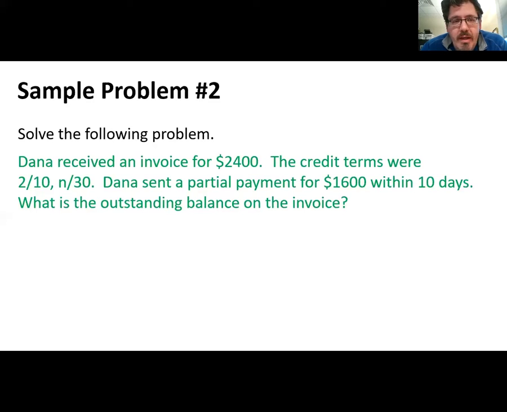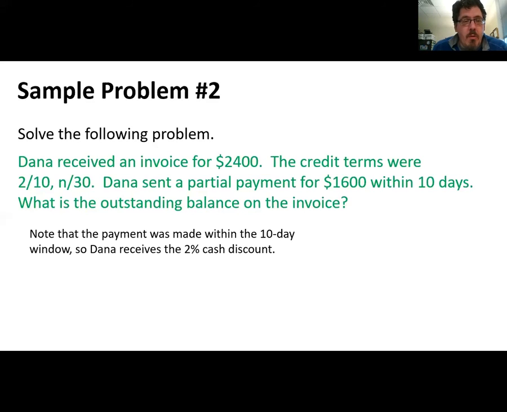All right, so this problem has a little bit of a twist to it in the sense that she's making a partial payment. She's not paying the total amount at this time. But what's going to happen is she's going to get a bit of a discount because she is paying it within 10 days. It's just that the discount's not going to be as much because she's not paying the full amount. Okay? So again, the first thing we want to note is since she's paying within the 10 days, she's going to get the 2% cash discount.